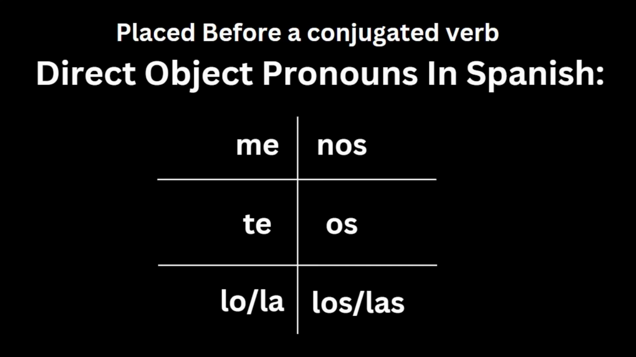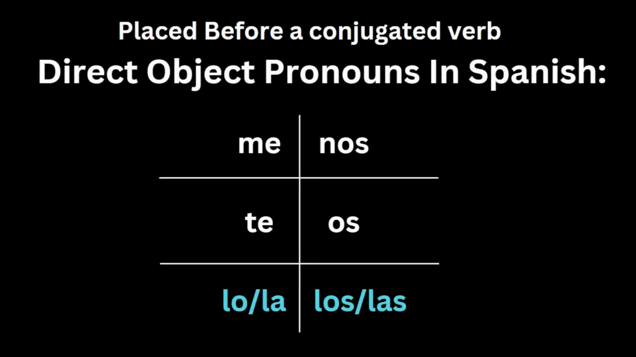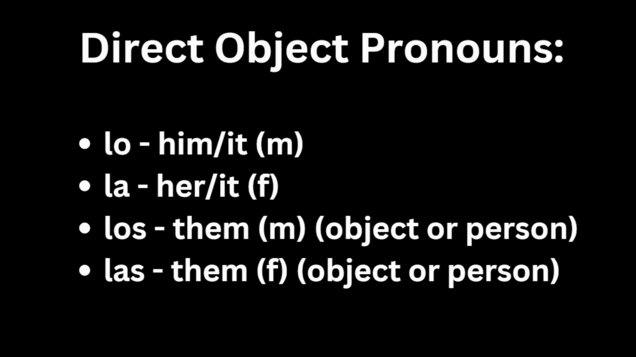The first thing you should know about these pronouns is that the lo, la, los, and las pronouns are the only pronouns that have gender and plurality. While the other pronouns may refer to me, you, us, and all of you, lo, la, los, and las can also mean it or them as an object or a person. Lo can mean him or it masculine, la can mean her or it feminine, los can mean them masculine as in an object or a person, and las can mean them feminine, object or person. Once again, you have to remember that these pronouns come before a conjugated verb.